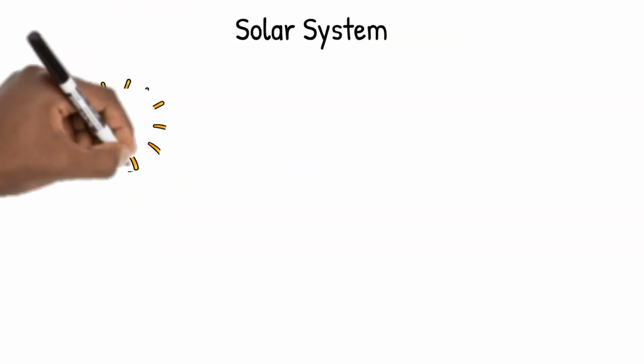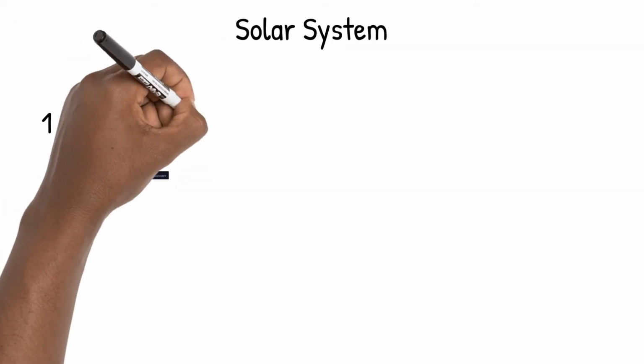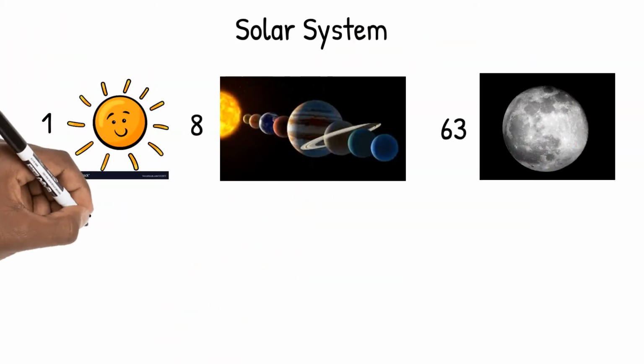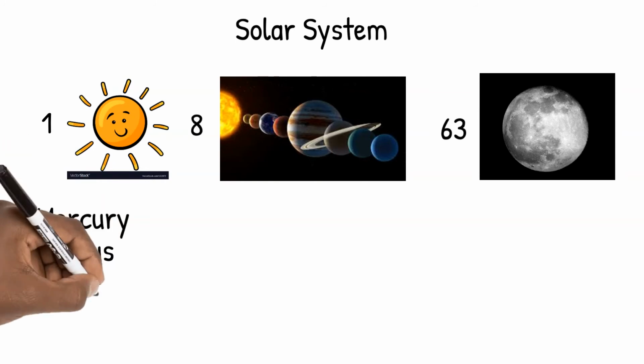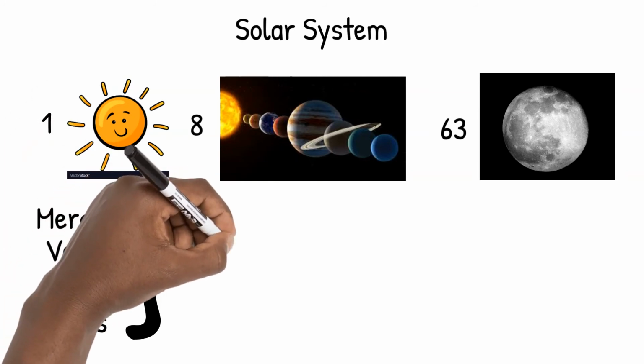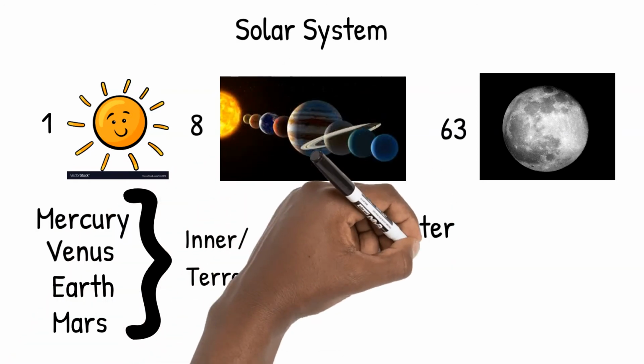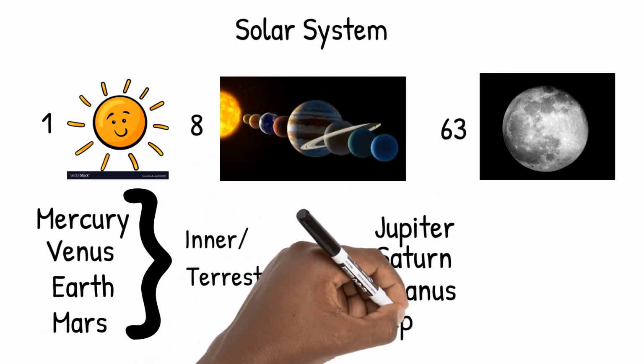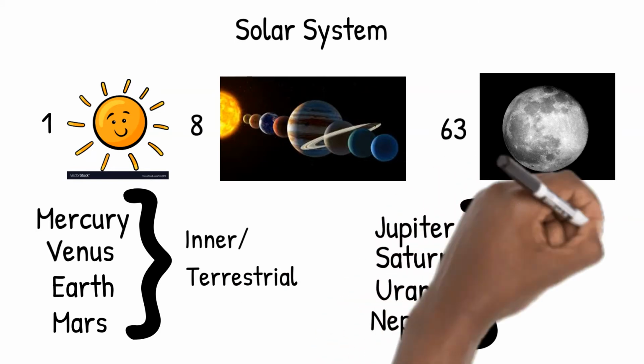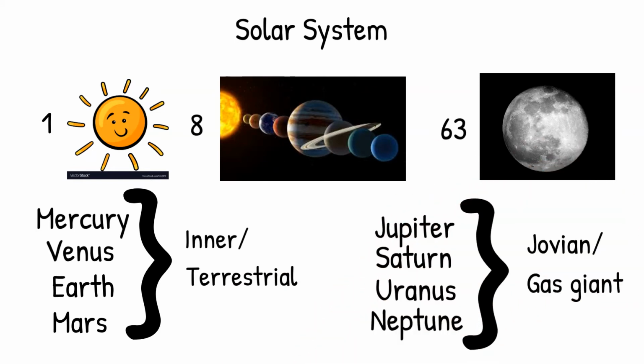Solar system. The solar system consists of one sun, 8 planets and 63 moons. The first 4 are called inner or terrestrial planets since they are inside the belt of asteroids. The final 4 are outer or Jovian or gas giant planets.